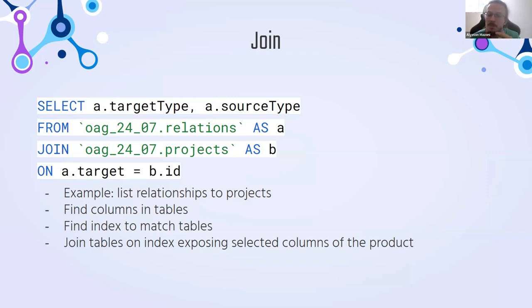In this case, I am taking columns just from the first table. The purpose of joining is just to select. I'm using the join as a filter: from all the relations, I'm taking only the relations that are related to projects, because I am not showing anything from the project itself. Of course, I could add other columns to the select statement saying I want to see the project name, or the project start date, for example. So this is how the join works.